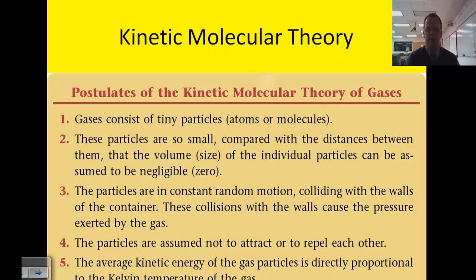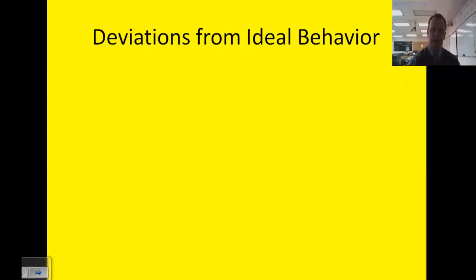Now, all of these principles are not true in all cases. We know that particles actually do have volume, and that if they do start to get close together, you can no longer consider it to be zero. We know that if particles are moving slower, that they will attract or repel. If they're held closer together, they will attract or repel. So some of these parts of this theory start to fall apart, and that's why we don't see perfect ideal gas behavior in all cases.